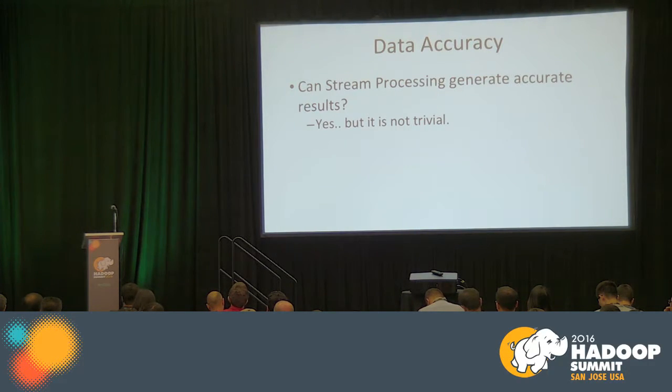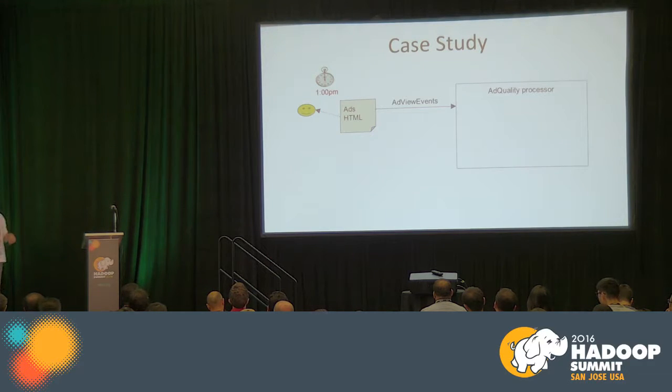In order to better understand the data accuracy problem, let's examine an application scenario. This is a case study for an application scenario that requires the stream processing platform to solve the problem. This is an ad quality processor application that tracks ad view events, which are the events we show to the user, and also tracks ad click events, which are the user interactions with the ads.